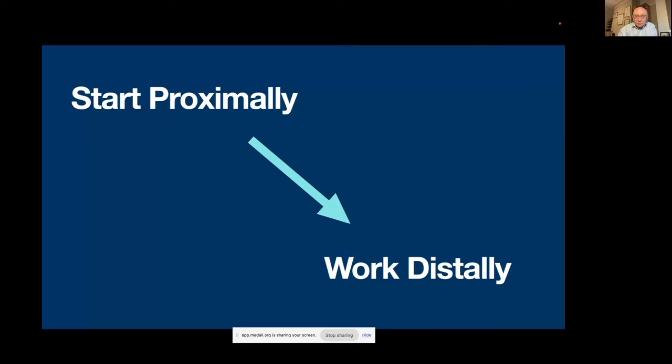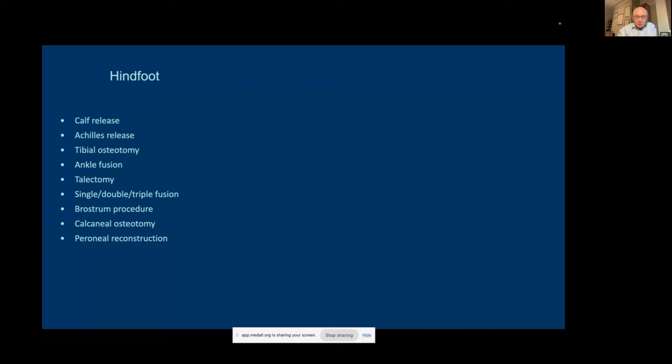So what to do? I'm fairly simplistic in the way I think about things. As with a lot of things in orthopedics, start proximally and work distally. And I'm going to start at the hindfoot, but it doesn't exclude starting at the back and the hip and the knee. And I make no excuses for saying that: don't miss more proximal deformity.